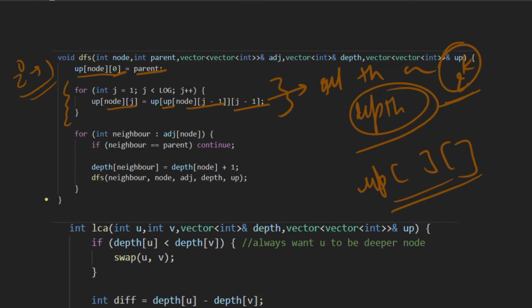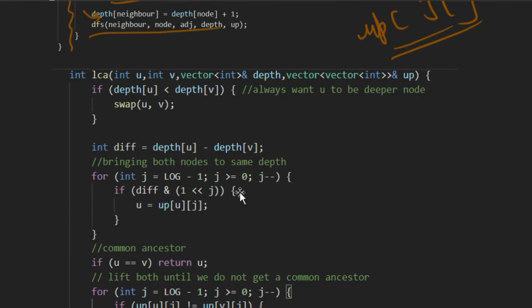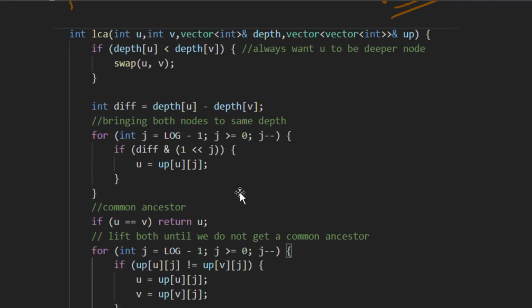Using this we get all the ancestors in powers of 2. Then we take the neighbors of the current node, and if the neighbor is equal to the parent, then we skip it. Else we mark the depth of the neighbor and then call the dfs function for that neighbor, right? This way, from this function we get all the depths and the up table, the 2D array.